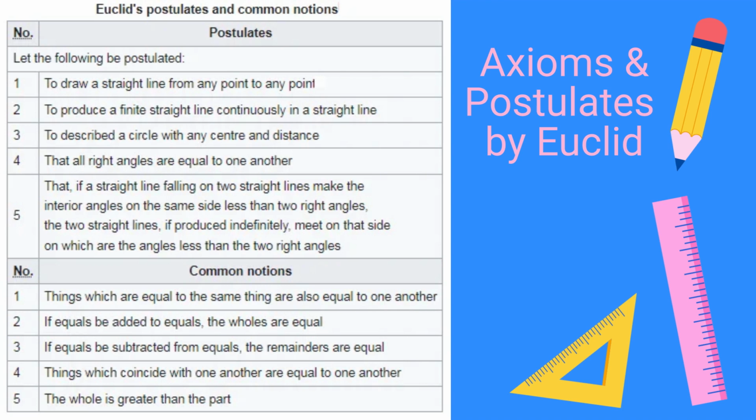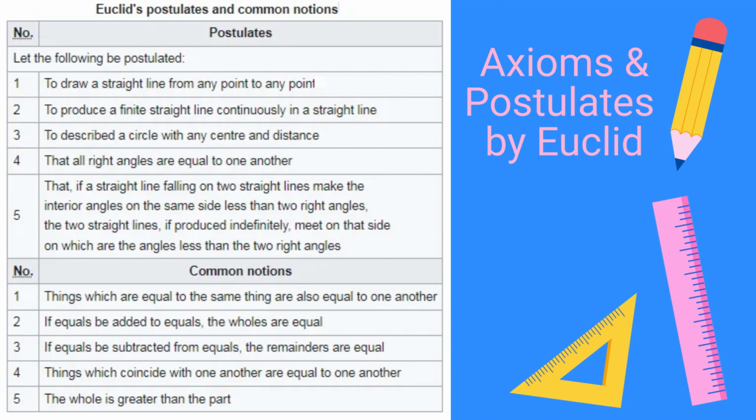Axioms are also known as common notions. So postulates and common notions, both are very basic things that actually happen in geometry. So let's read one postulate, number 5. That is a difficult one.